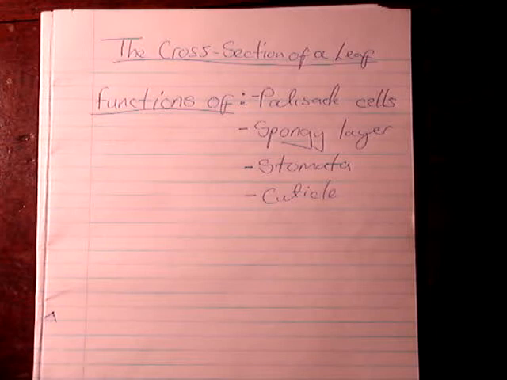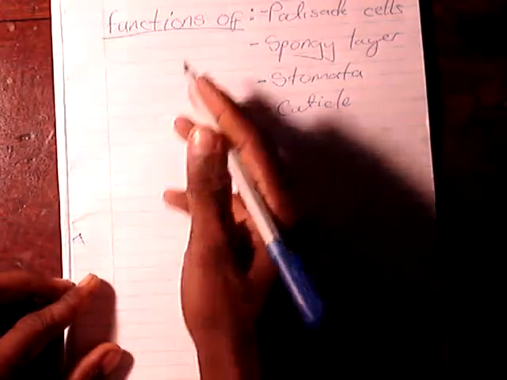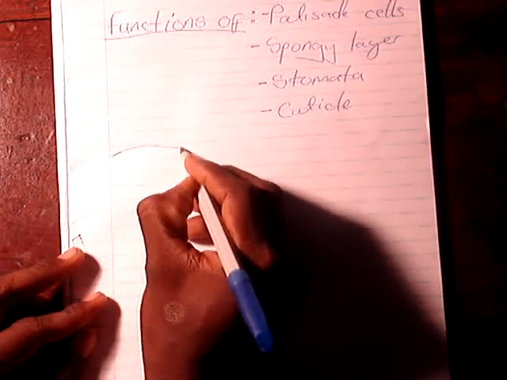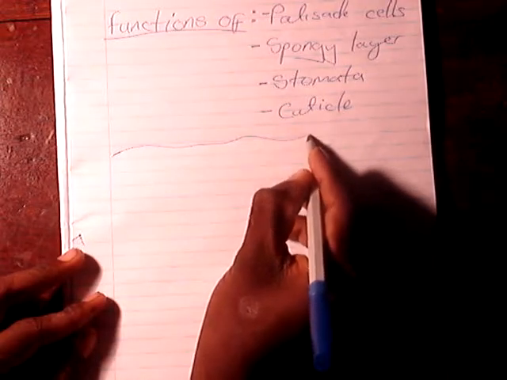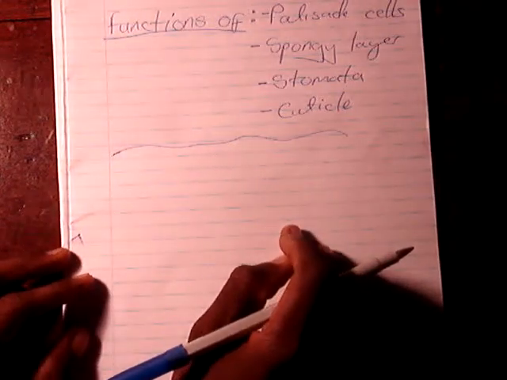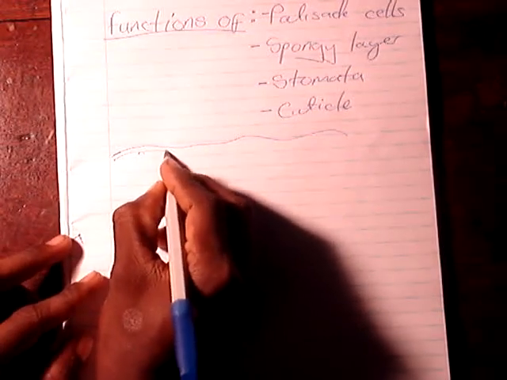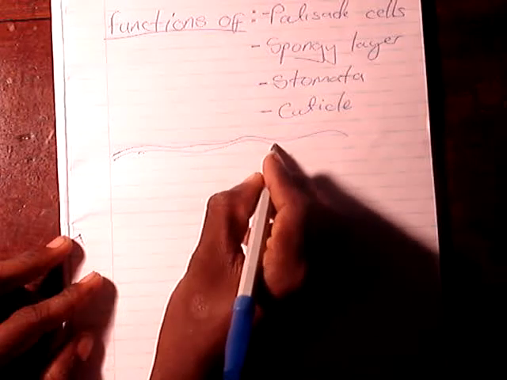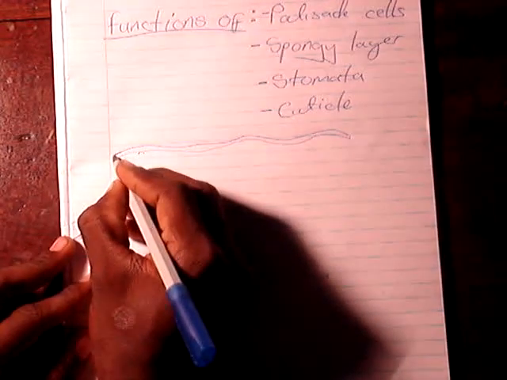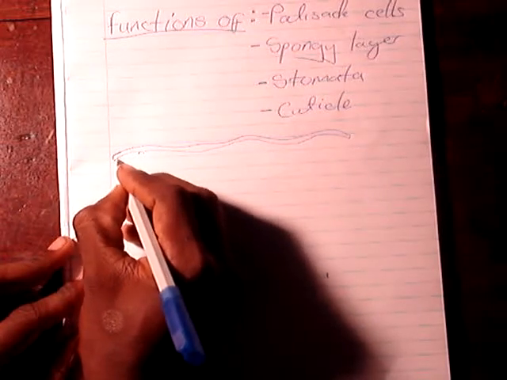Let's get started. So first of all, we are drawing the cross section of a leaf. You want to draw a line like this. So this is the top line on the cross section of a leaf, that is called the cuticle. And then we draw things like this.